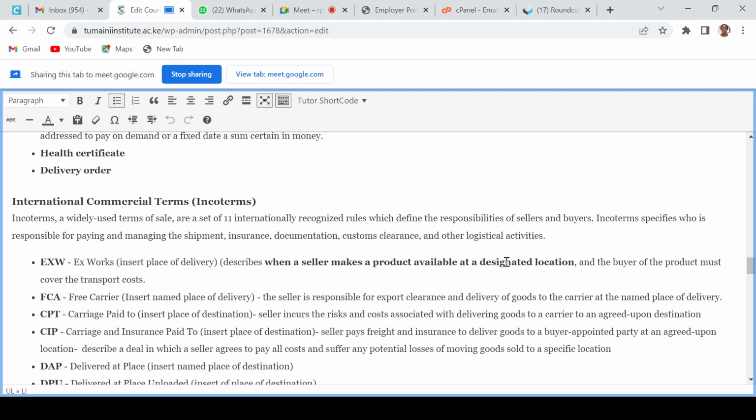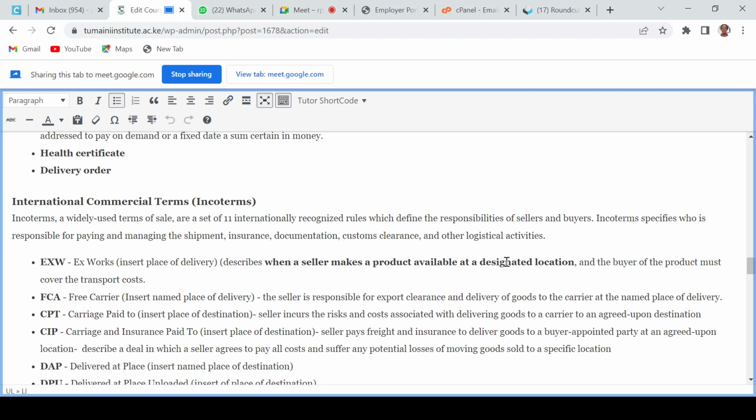So there is the first one, we call it ex-works. So ex-works, what does it imply? It describes when a seller makes a product available at a designated location, and the buyer of the product must cover the transport costs. So meaning it says ex-factory, ex-what? Ex-industrial area or ex-Mombasa. So when it is ex-Mombasa, I'm saying I'm providing the goods up to Mombasa. And you, the buyer, transport from here, my industry, to Mombasa, you are the one who is going to take care of it. So ex-works. So I'm delivering the goods to that place, but just know that you are the one who is going to cover the transport of the goods from my factory or from my godown.